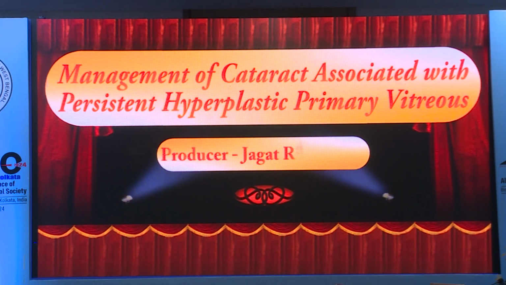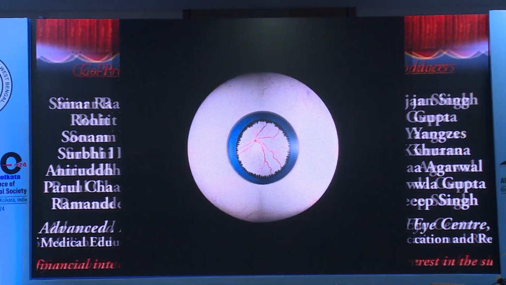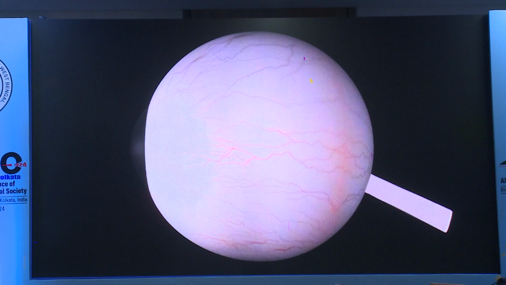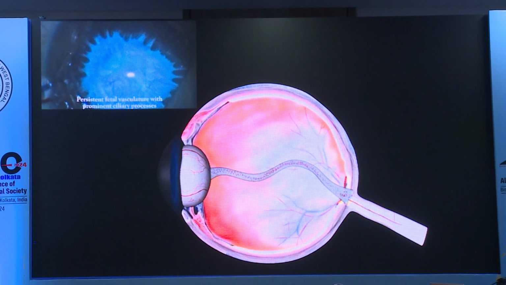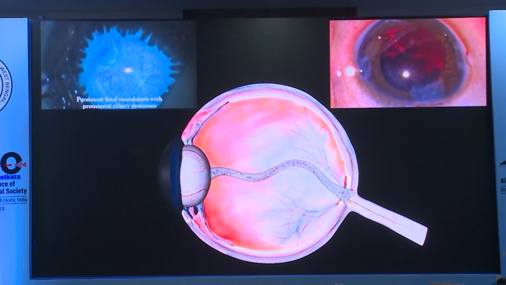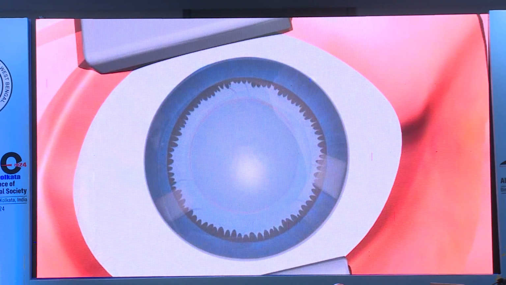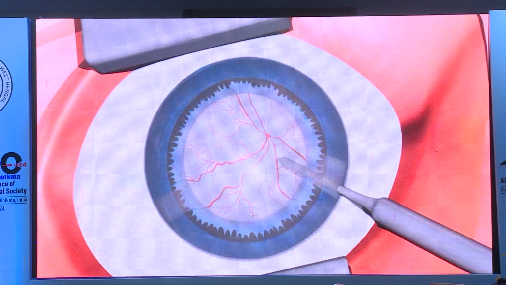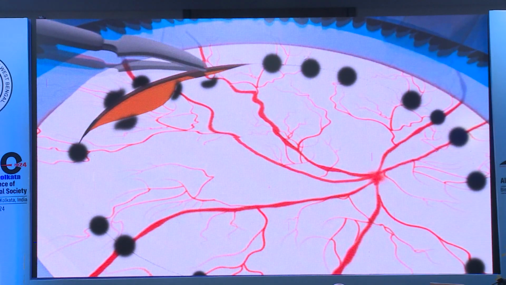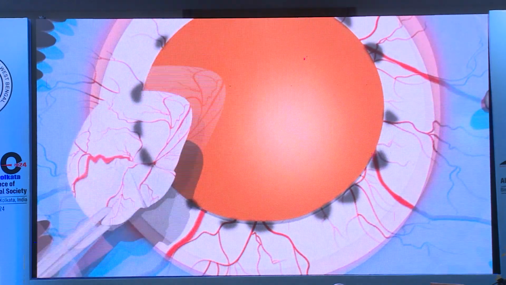And then comes another complicated case, that is PHPV, or now known as persistent fetal vasculature in children. It produces a lot of complications, particularly vitreous hemorrhage, if no cauterization is done. So this is a previous case which we have documented. These are the animations showing how we should do it, how we cauterize the vascularized membrane, and then how we cauterize the stalk.